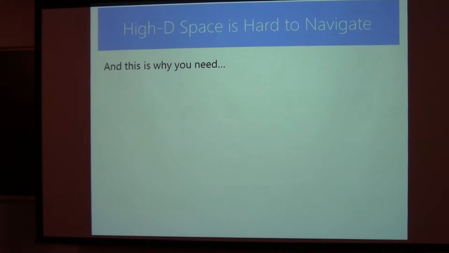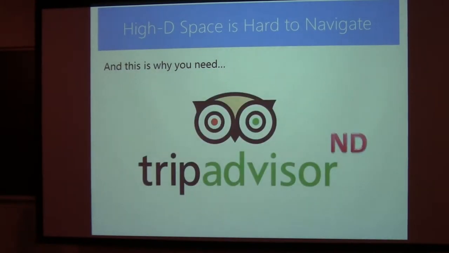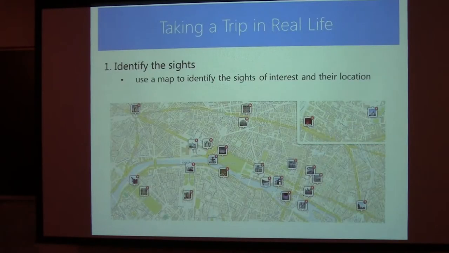So we came up with something that allows you to navigate high dimensional space a little easier. We were inspired by TripAdvisor, because TripAdvisor lets you plan your trip and find out what you should see when you go on a vacation or a sightseeing tour. So why not look at high dimensional space the same way? There are also interesting sites, projections, and subspaces you want to see. You can look at them one by one and have the machine analyze them for you and present them to you, and then you can mark the ones you like and explore them a little locally. So this is basically what we did.